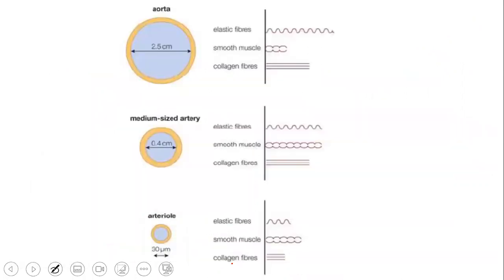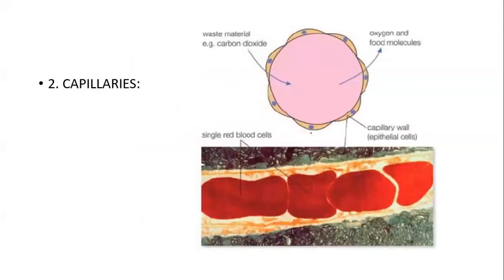Now, this is basically how it looks. Okay, so you can see that the aorta, the largest artery in our body, has the greatest number of elastic fibers, and it has less smooth muscle. You get to a medium-sized artery. A medium-sized artery has slightly fewer elastic fibers and more smooth muscle. So that is what happens.